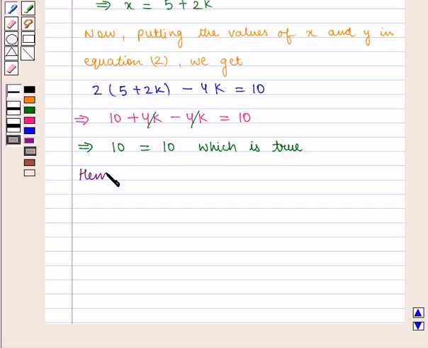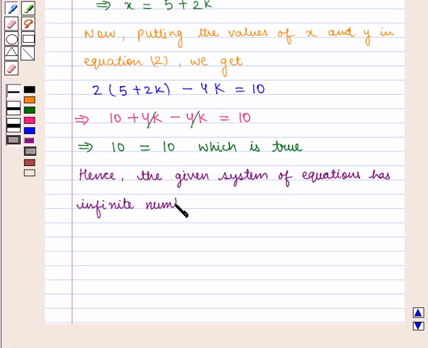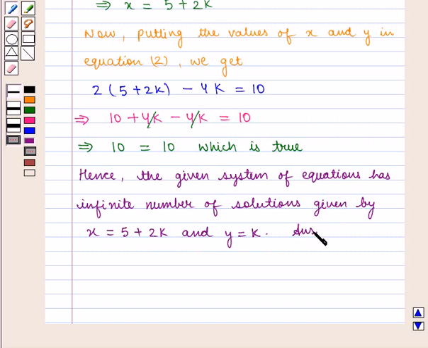Hence, the given system of equations has infinite number of solutions given by x is equal to 5 plus 2k and y is equal to k, which is the required answer.